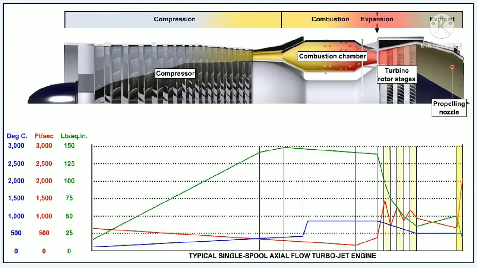Another example, which we've already seen, occurs at the exhaust nozzle, where the pressure of the gas is dropped to that of ambient, and a considerable increase in its velocity results. These changes in pressure and velocity are accomplished by the different shaped passages or ducts through which the air must pass before it exits the engine.